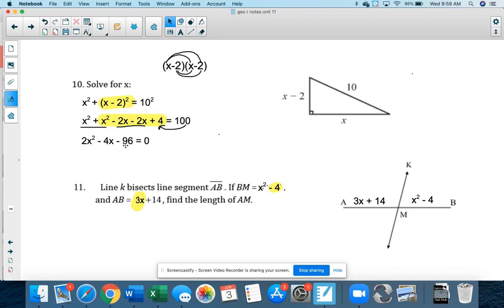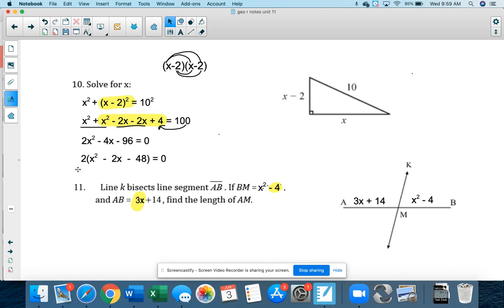Now, this is a trinomial, but I actually have a greatest common factor, and that will make it a lot easier to factor because factoring when I have a coefficient is a little bit trickier. But all of these numbers are even numbers, so I can factor out a 2. When I factor out a 2, I'm left with x squared minus 2x minus 48.